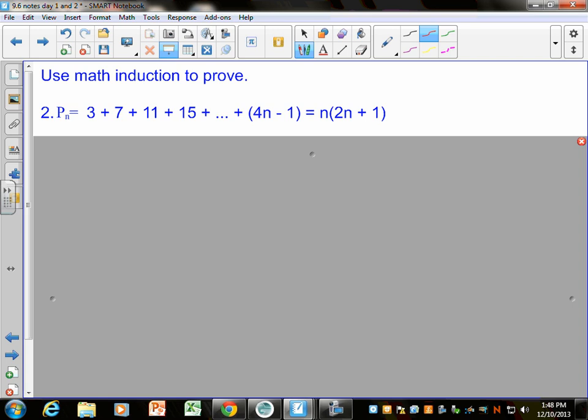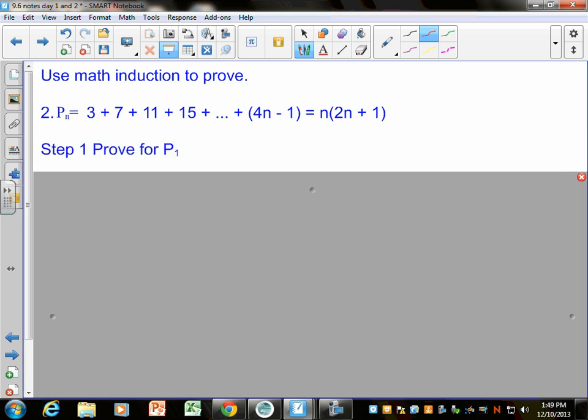You cannot prove by just checking the first 2 or 3 terms. That does not prove it. That's why we have to go to this whole k thing. All right? Step 1 is the easy step. Step 1, prove for p sub 1. Which means we're just going to prove that it works for the first term.